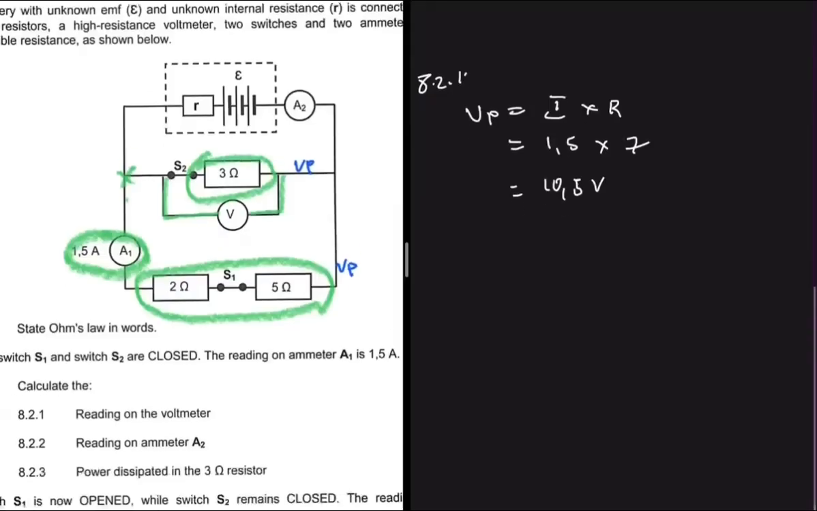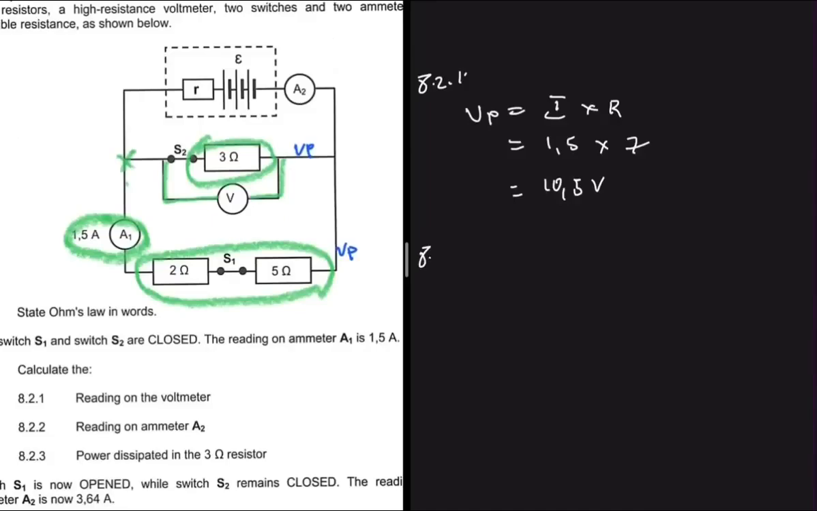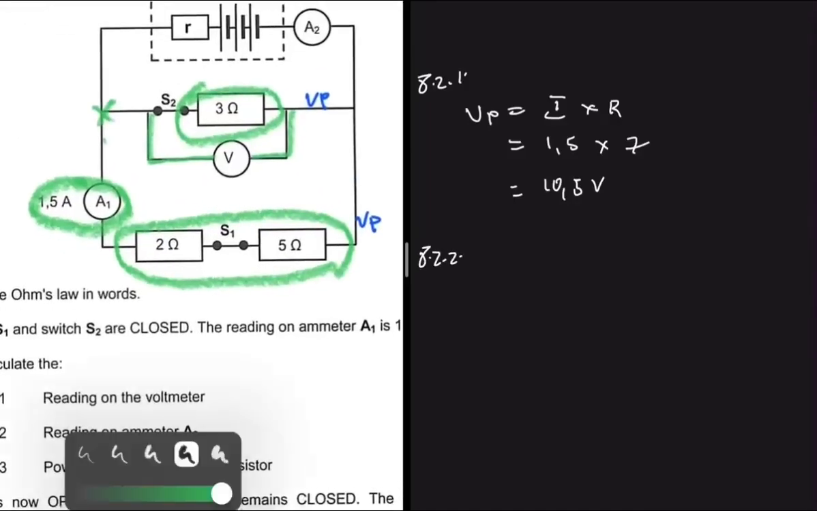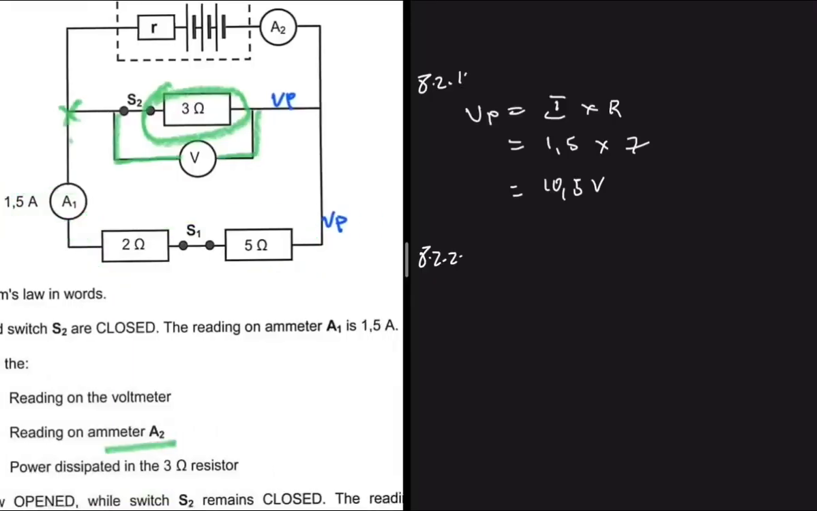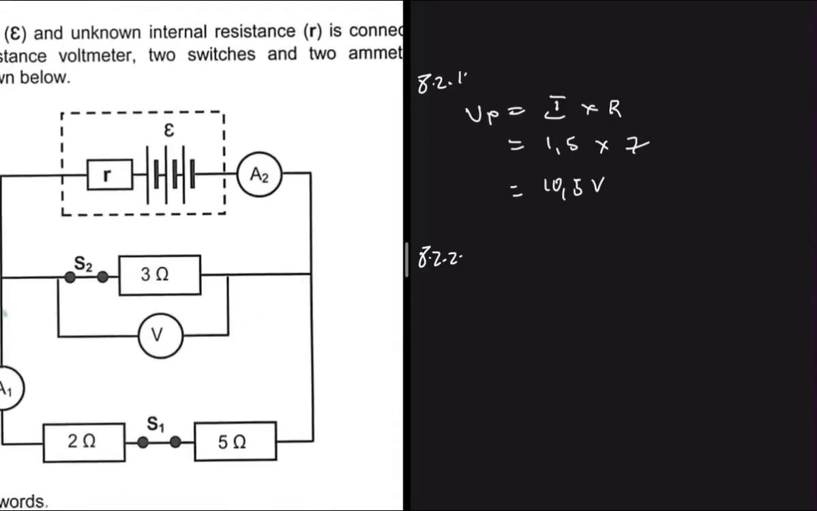Right, let's move forward and do 8.2.2. What are we looking for? We're looking for the reading on ammeter A2. So right, if we go to our sketch, you're gonna realize that ammeter A2 is here, right? So basically what we're looking for is the total current, because ammeter A2 experiences total current. So we're looking for IT.